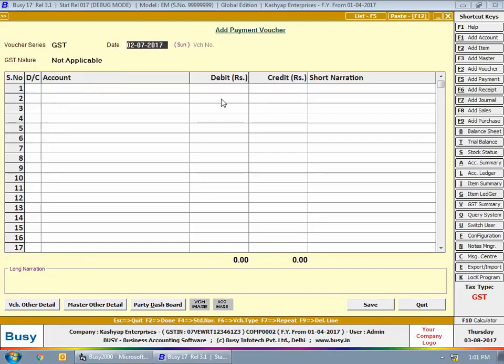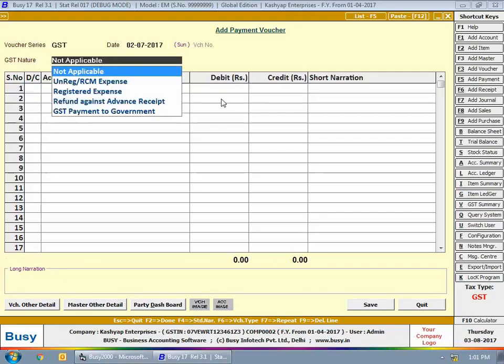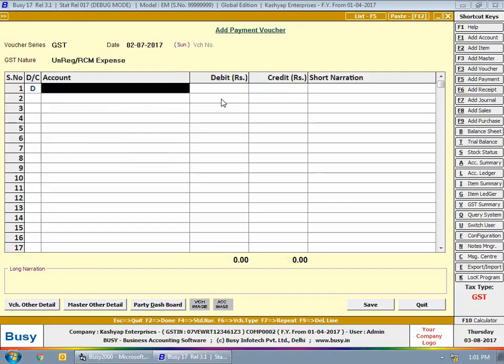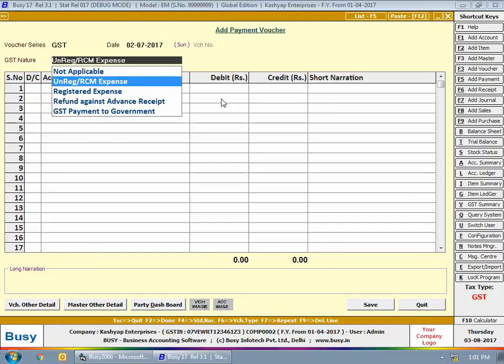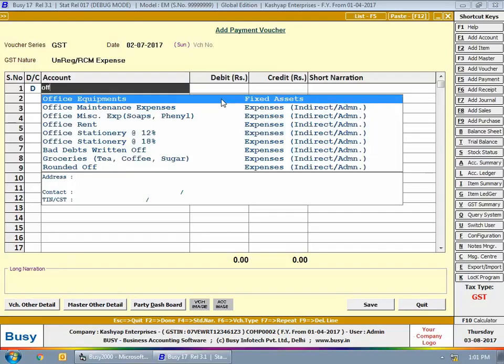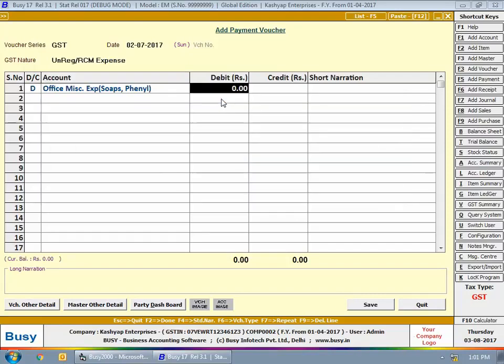Next, we are entering a transaction on 2nd July for cab rental expense of 600 rupees from an unregistered dealer. That is, you have taken some taxi services or you have paid auto fare of 600 rupees. Then this is a case of unregistered RCM expense, and again on cab rental expense you will not get any ITC claim. Next, we are entering a transaction on 2nd July for unregistered RCM expense made for office miscellaneous expenses like phenyl, soap, detergent. That is, you have purchased these goods from an unregistered dealer who does not have a GSTIN number and you are liable to pay RCM for this transaction.